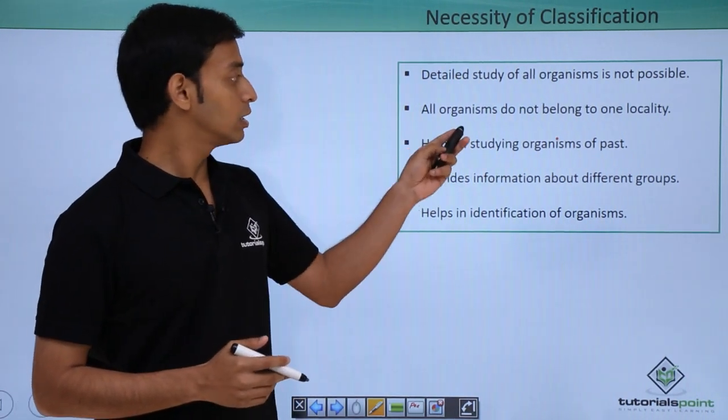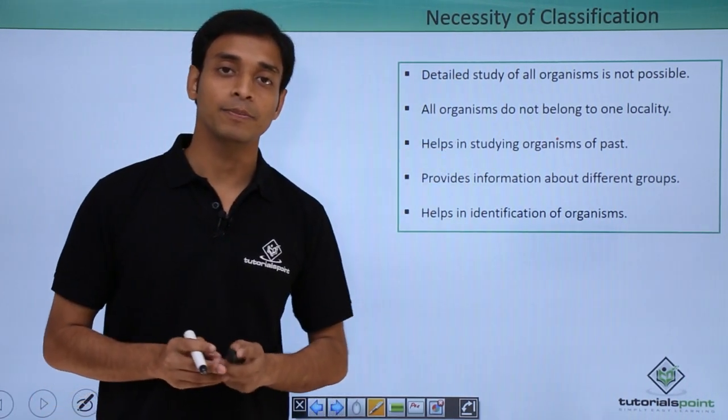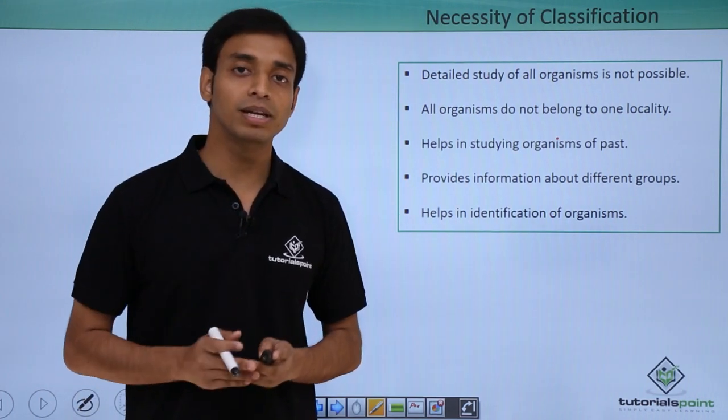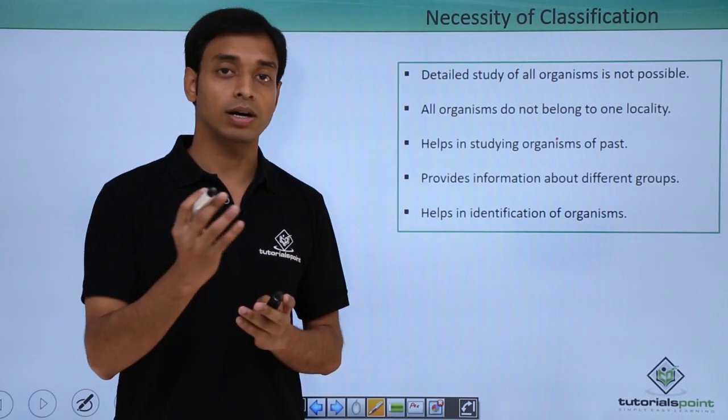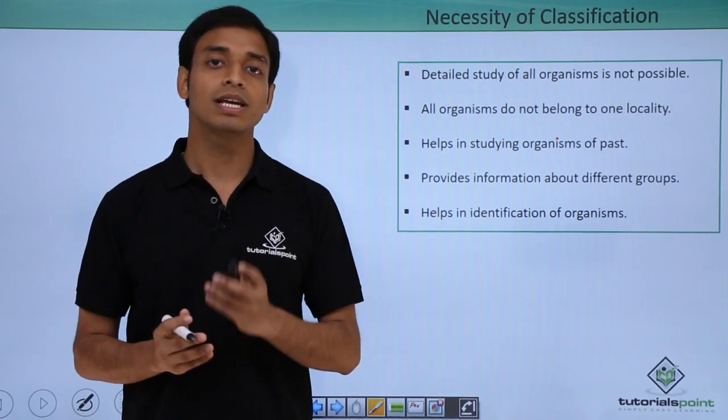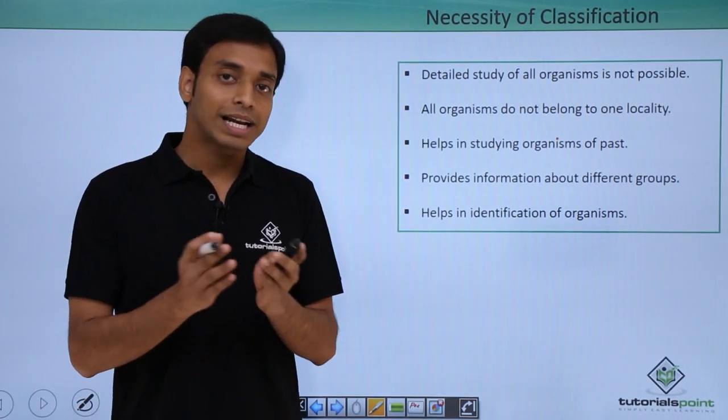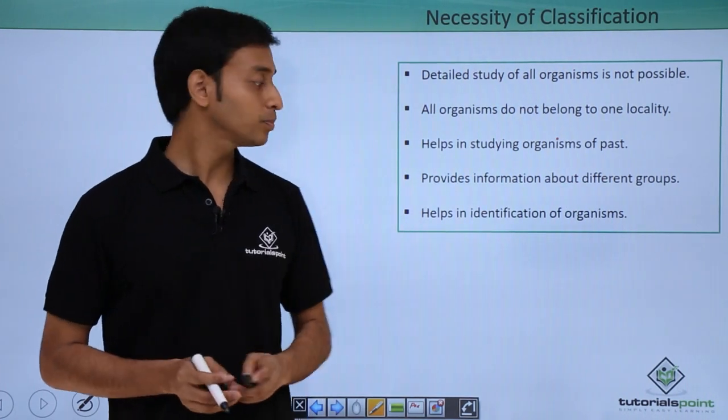Next is, all organisms do not belong to one locality. That is, we are talking about 1.8 million organisms. So, we cannot expect to find those organisms in a particular locality. So, classification helps in studying these.